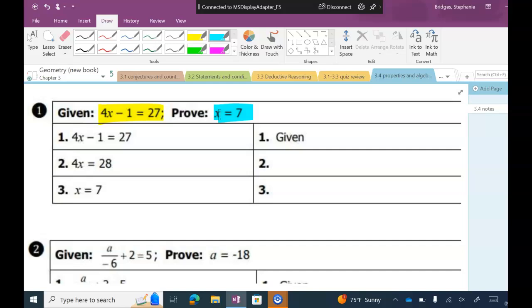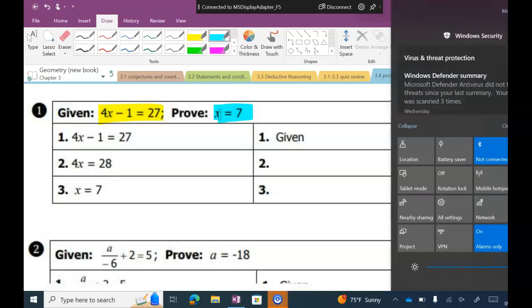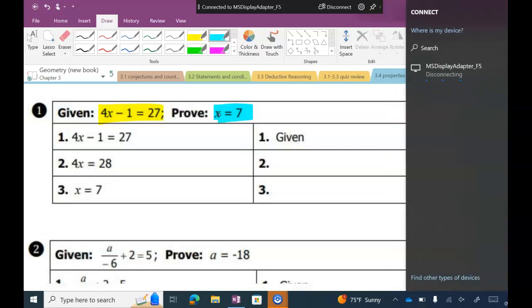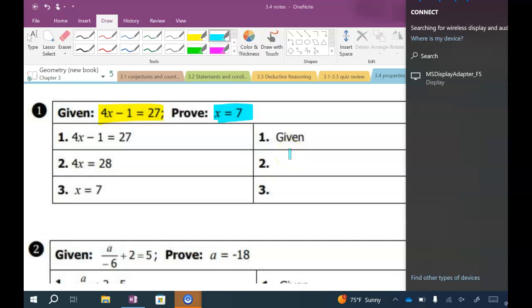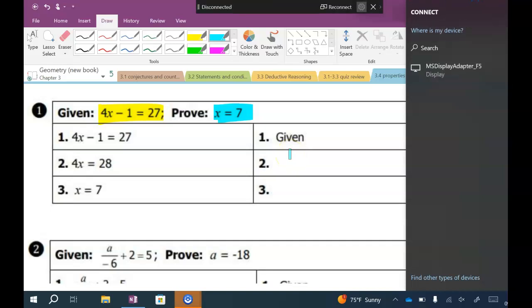What we do first, every proof that we do, no matter whether it's algebraic or geometric, every single proof, oh, my stuff is not catching up with me, is it? Starts with the given information. Do you notice how that statement that they gave you, the 4x minus 1 equals 27, do you notice how that's listed first in your proof? Mm-hmm. Okay. Yes.